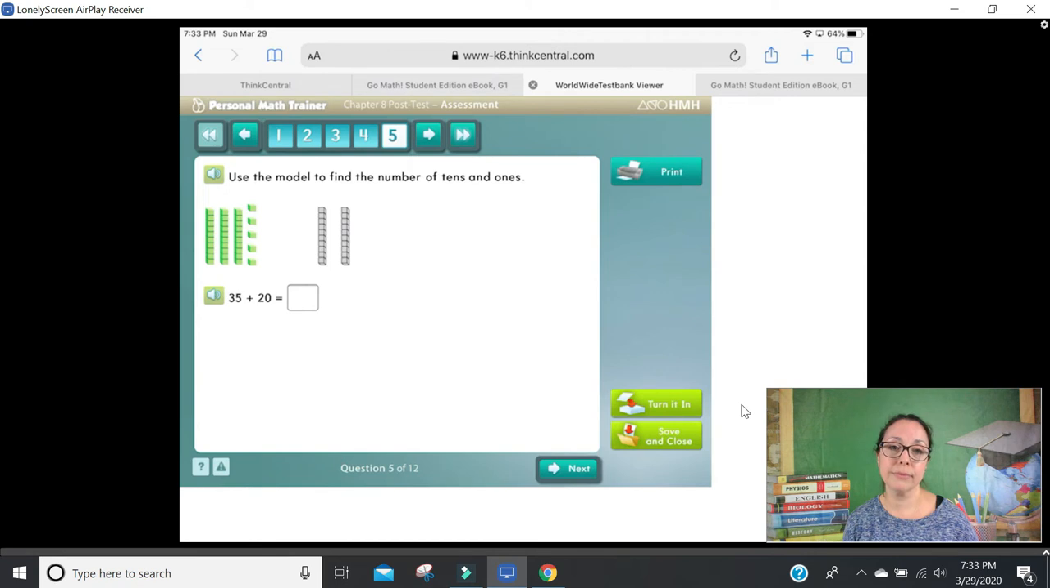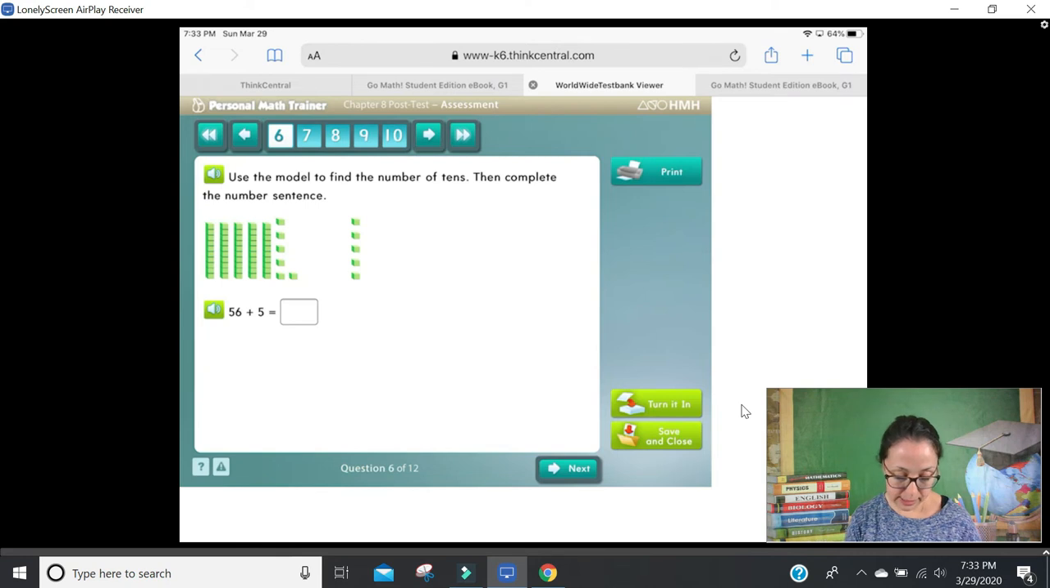Use the model to find the number of tens and ones. Okay, dice, usa el modelo para encontrar cuántas decenas y unidades. So just go ahead and count the picture and you're going to write the answer in the box. Tienes que contar los modelos en el dibujo y poner la respuesta en la cajita. Easy enough. Let's continue. Number 6.